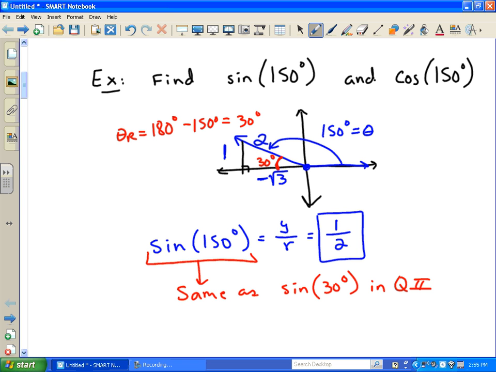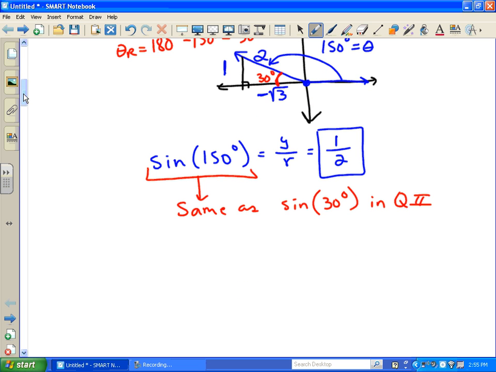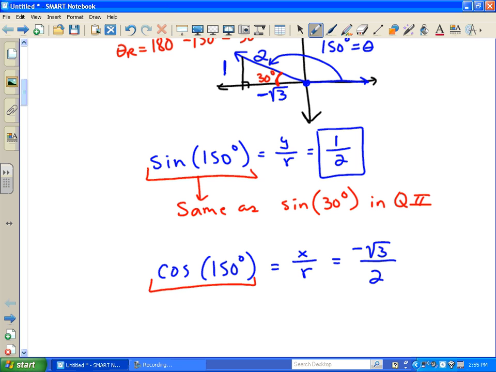Okay, let's now find the cosine of 150 degrees. The cosine of 150 degrees is equal to the ratio of x over r. In this case, my x value is negative, so I'll have negative square root of 3 over 2. Okay, my big deal, what allows me to find this, is I know that cosine of 150 is the same as cosine of 30 degrees as long as I specify that I'm in quadrant 2.